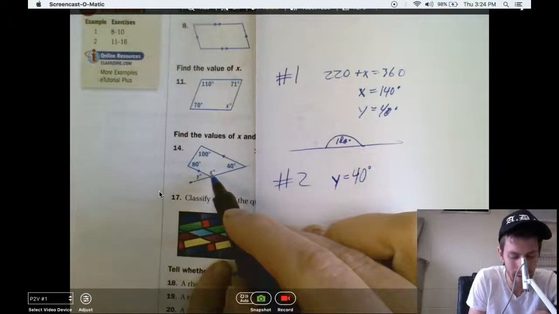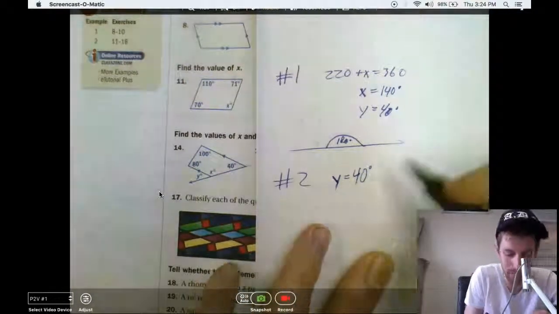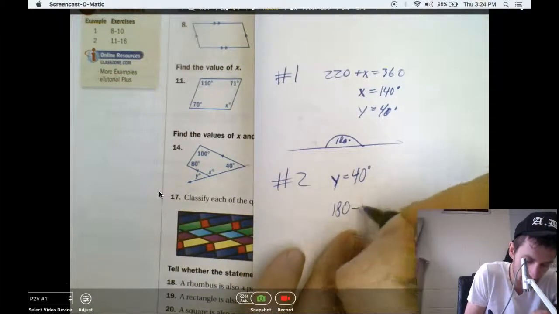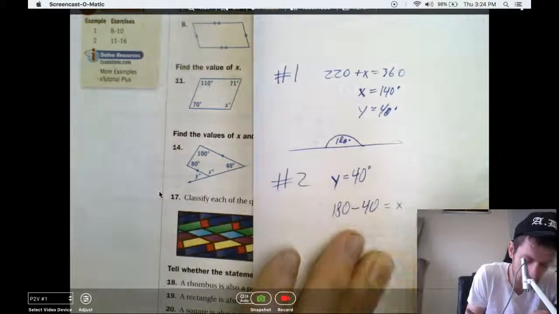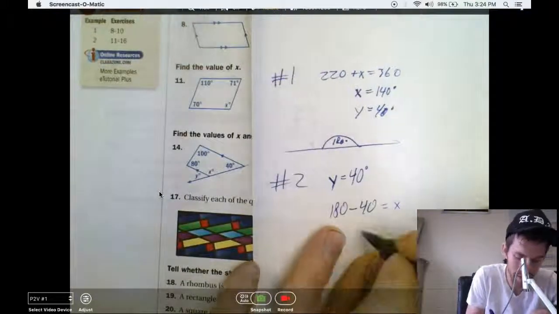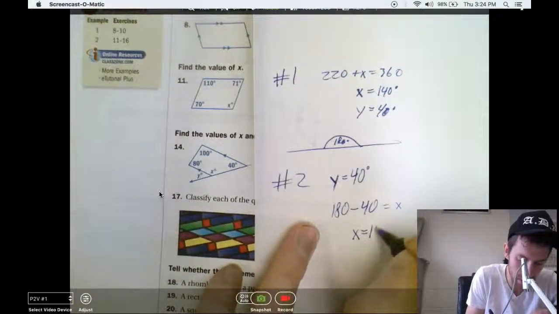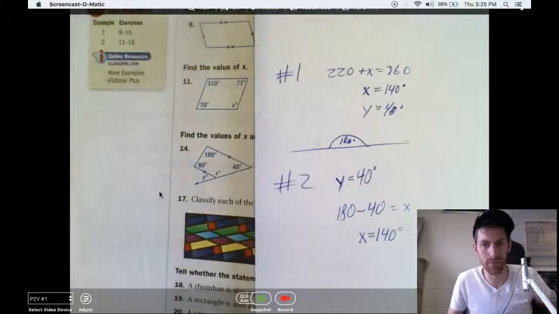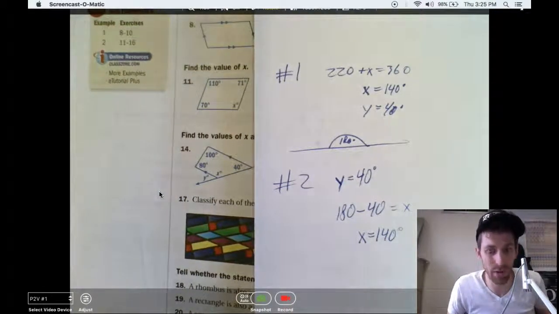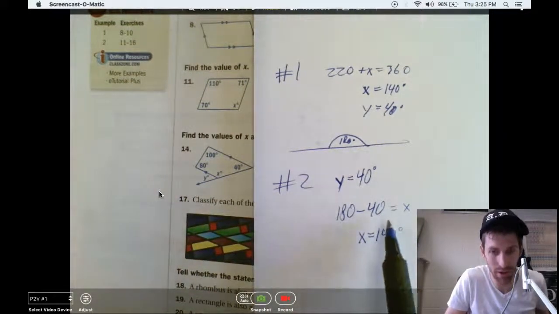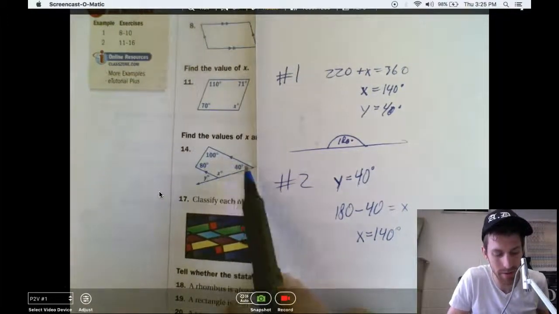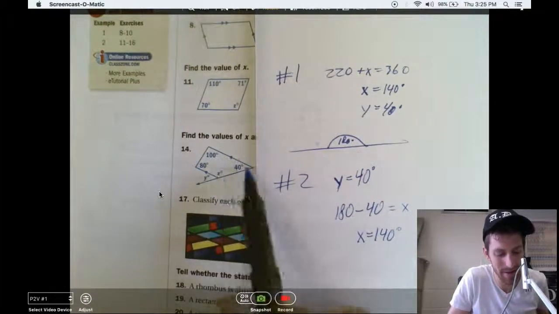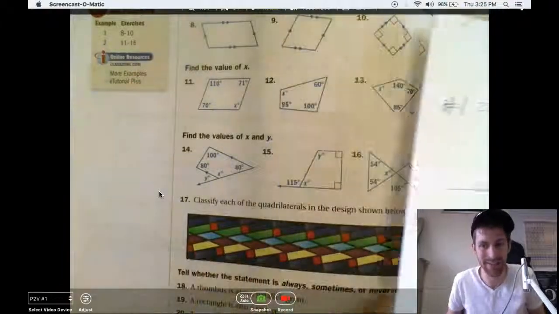Now, we've got a straight angle here. So what would x have to be? 180 minus 40. That gives you x, and x, therefore, would be 140. Which method did you like more? Number two was less work. You just had to be more observant that there were parallel lines and you had corresponding angles.